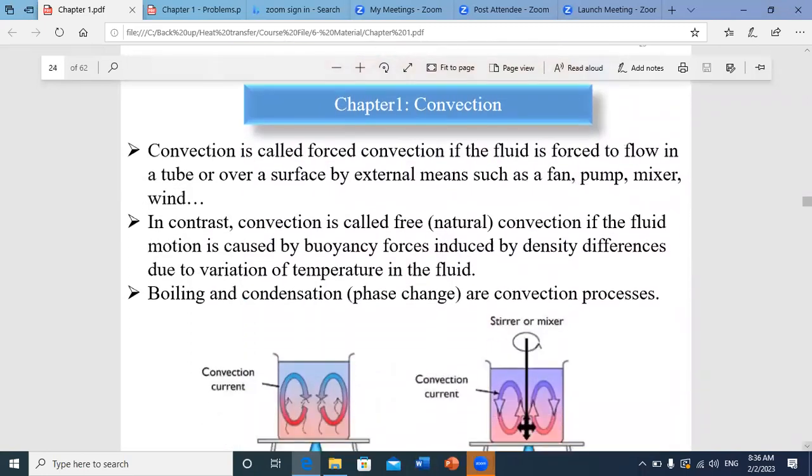So in summary, convection is called forced convection if the fluid is forced to flow in a tube or over a surface by external means such as a fan, a pump, a mixer, or wind. In contrast, convection is called free or natural when the fluid motion is caused by buoyancy forces induced by density differences due to variation of temperature in the fluid. And a final type is boiling and condensation, which involves phase change and is also considered a convective process because it leads to fluid motion.